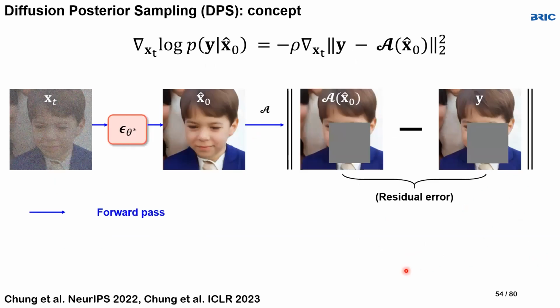Let's visually inspect what the approximated likelihood term is computing. In the forward pass, we first achieve the 2D denoised estimate through the score function and compute the residual error between the simulated measurement and the real measurement y. The residual error value is then used to take the gradient with respect to xt, which can be computed with backpropagation through the score function.